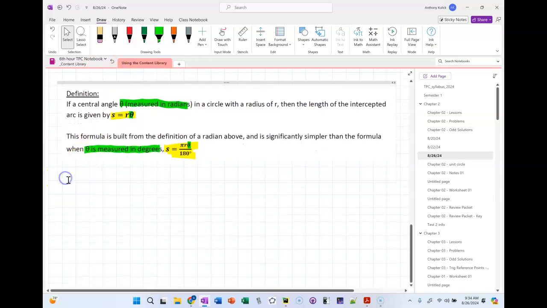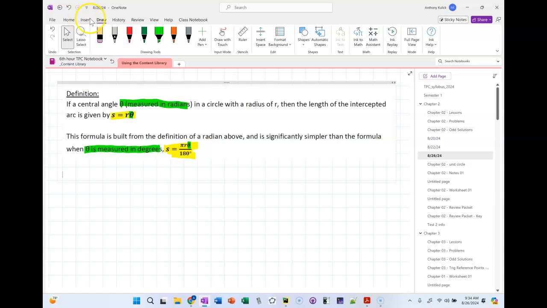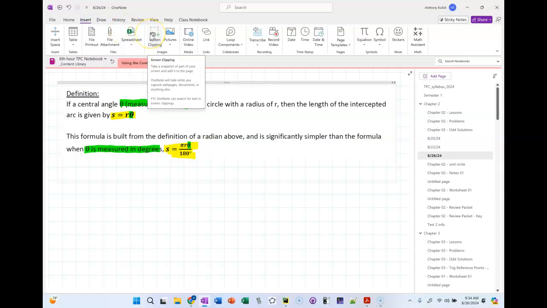So let's do a couple examples where we practice doing these calculations and selecting the correct formula. Sound good? Okay. So far, everything's all right?